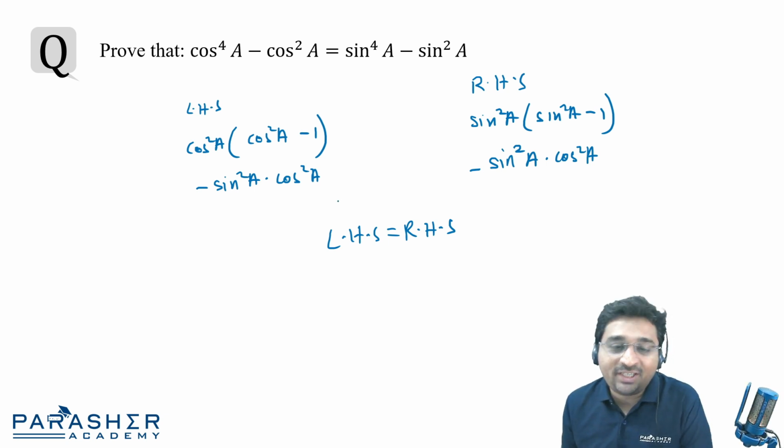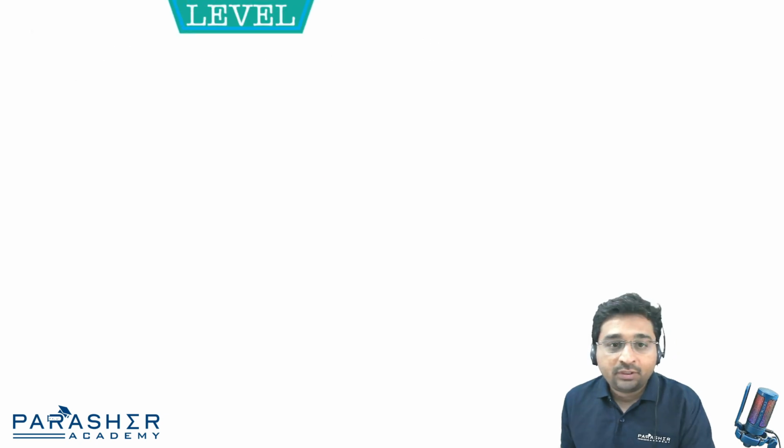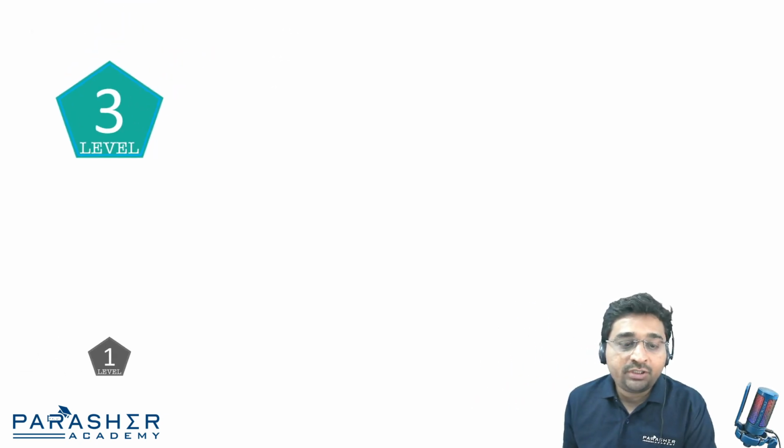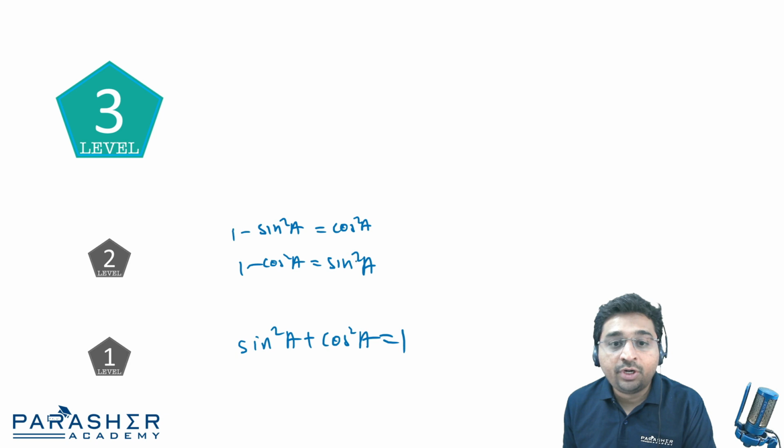But what is level 3? That is the ultimate mastery of this concept. So what does level 3 mean? Not just remembering that sine square A plus cos square A equals 1 and extending it to 1 minus sine square A equal to cos square A and 1 minus cos square A equal to sine square A. That is not it. You need to extend it further.